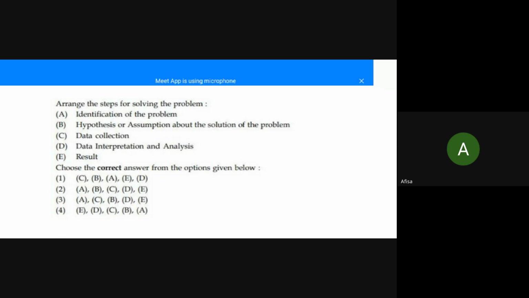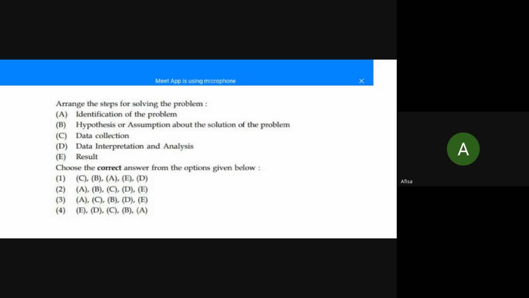We have to have a hypothesis or assumption about the solution of the problem. Next step is we have to collect the data. That means we have to collect what the problem is, what are the causes of the problem, and what can be done. That is related to data collection. And after that, we have to interpret the data. What we have collected, we have to interpret and analyze it.